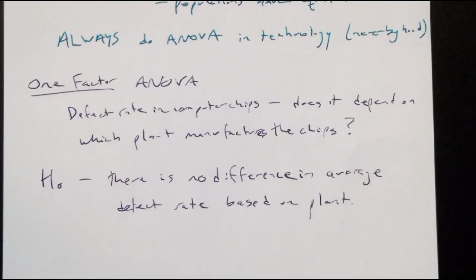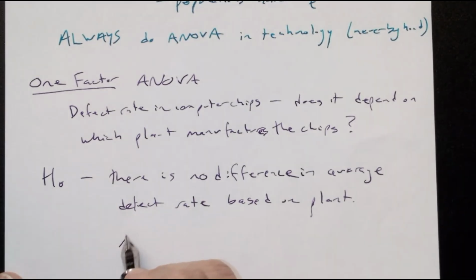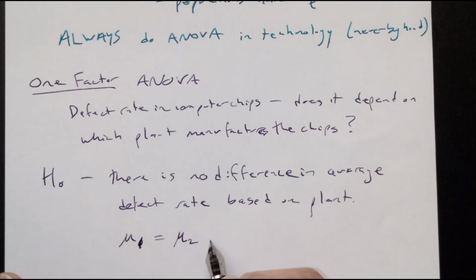A null hypothesis, there's no difference. I have 4 averages, right? The average from plant 1, the average from plant 2, the average from plant 3, and the average from plant 4. If I'm right, then that means that the average at plant 1 should be the same as the average at plant 2, should be the same as the average of plant 3, should be the same as the average of plant 4. All the means should really be the same.